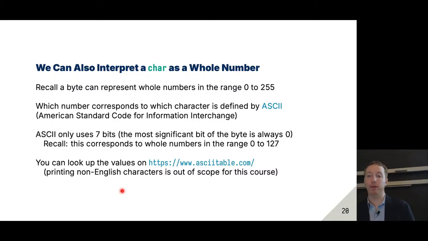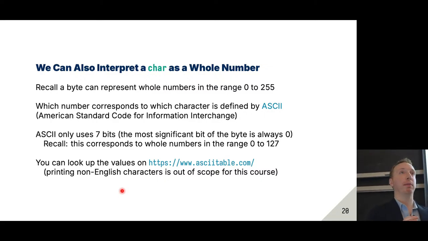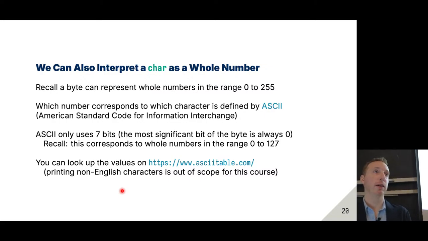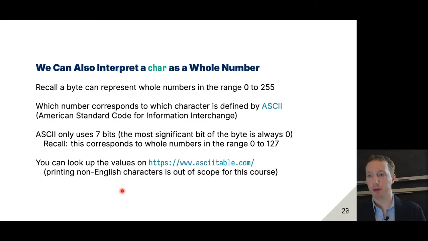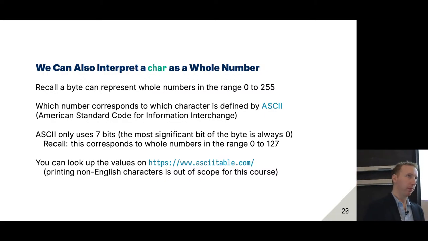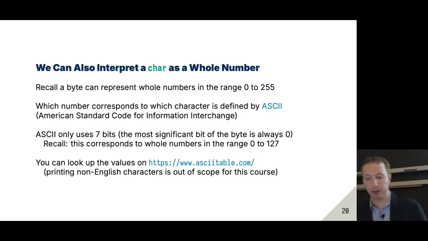It only uses 7 bits, so the most significant bit of that byte is always 0, and that corresponds to whole numbers in the range 0 to 127, because we only have 7 bits to use for our ASCII character. But that turns out to be more than plenty to represent the number of characters on a standard US keyboard. It is a very US-centric thing.